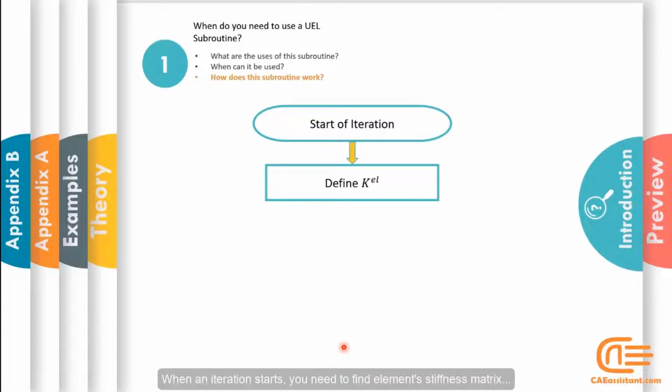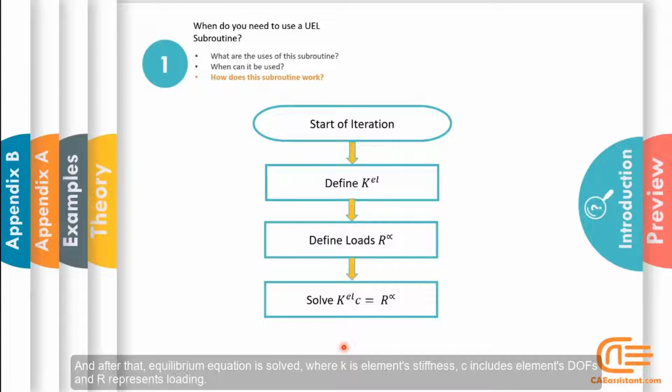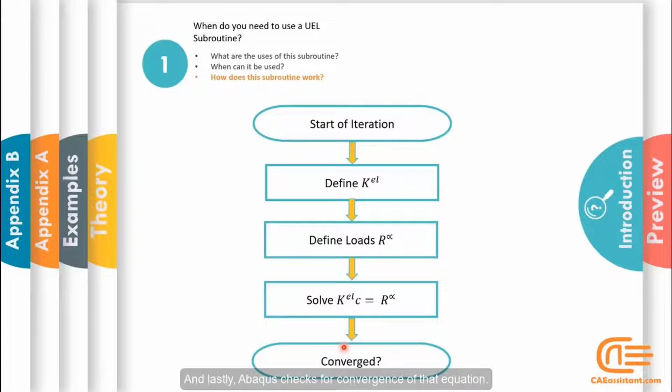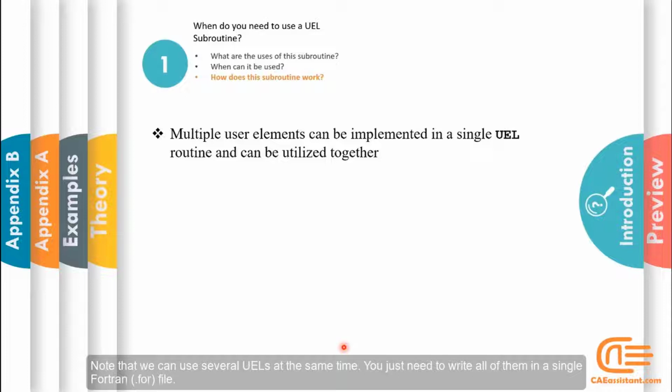When an iteration starts, you need to find the element's stiffness matrix. Then you should define loads. And after that, the equilibrium equation is solved, where K is element stiffness, C includes the element's DOFs, and R represents loading. And lastly, Abaqus checks for convergence of that equation. In practice, UEL is mostly used to define KEL and in some cases to define loading. Note that we can use several UELs at the same time. You just need to write all of them in a single Fortran .for file.